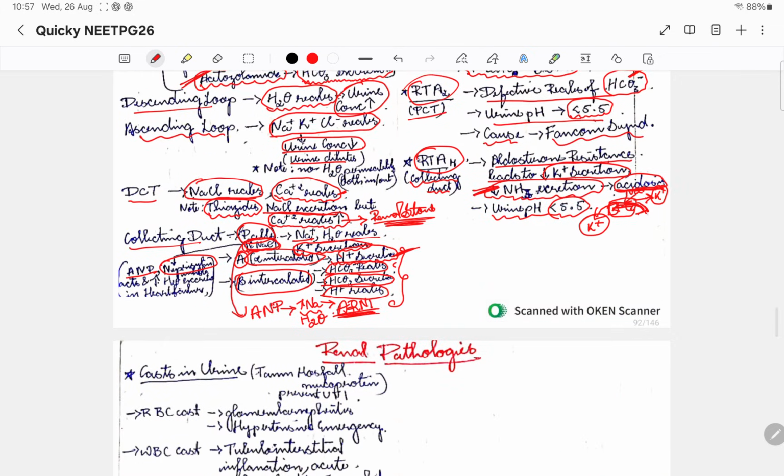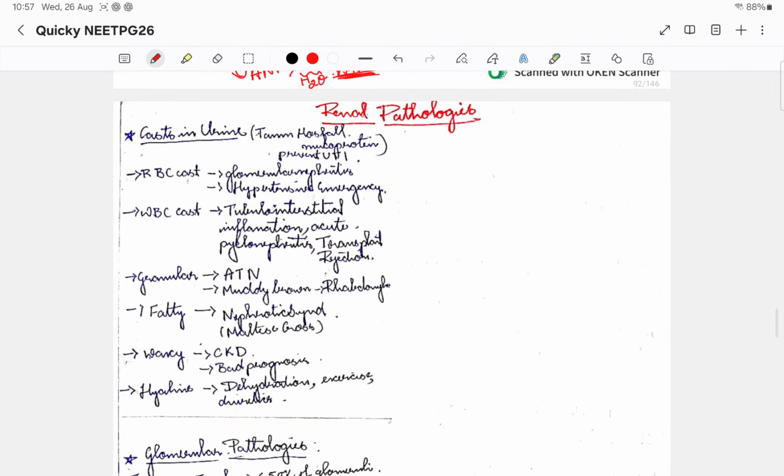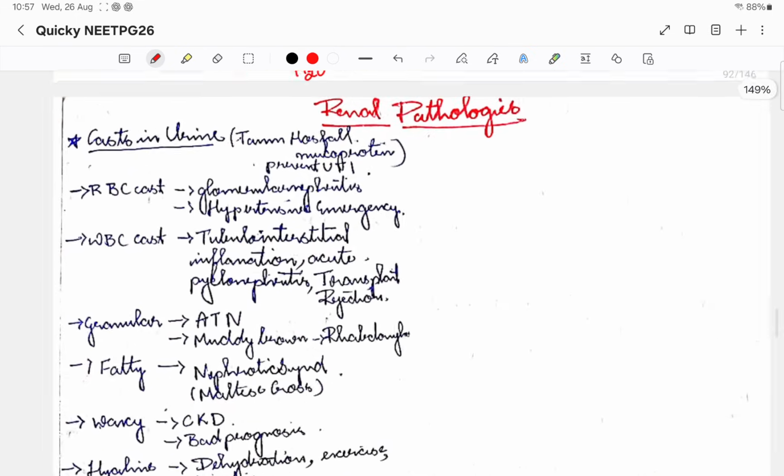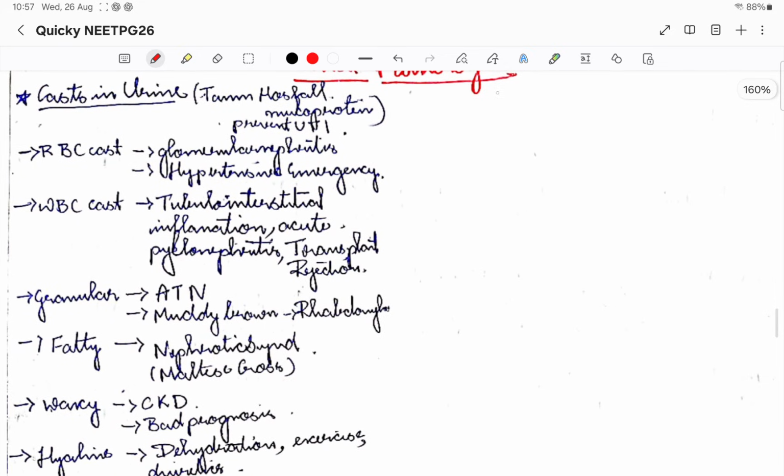Then coming on to renal pathologies. We'll discuss the renal pathologies here. Nephrological pathologies we'll be discussing here, then we'll go on to urology. With respect to renal pathologies, we'll send the urine routine, right? If we send the urine routine, we all would have seen something known as casts, right? So there will be casts there.